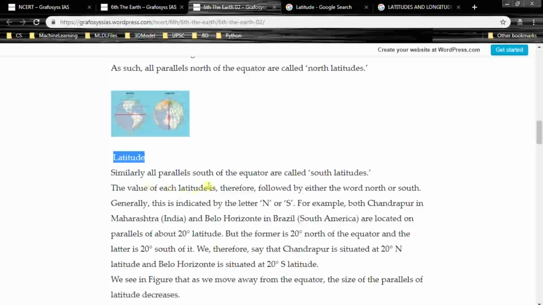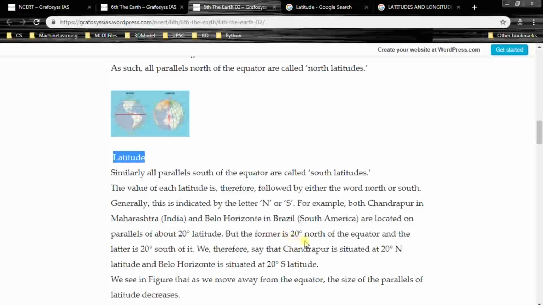So similarly, all parallels south of the equator are called south latitudes. The value of each latitude is therefore followed by either the word north or south. Generally, this is indicated by the letter N or S. For example, both Chandrapur in Maharashtra and Belo Horizonte in Brazil are located on the parallels of about 20 degree latitude.